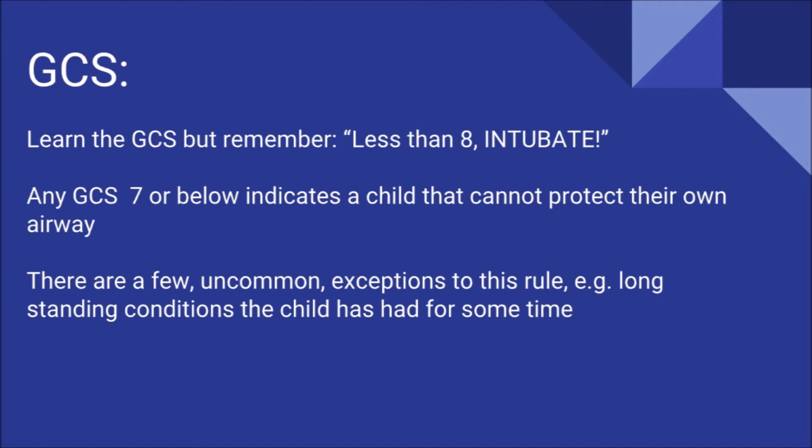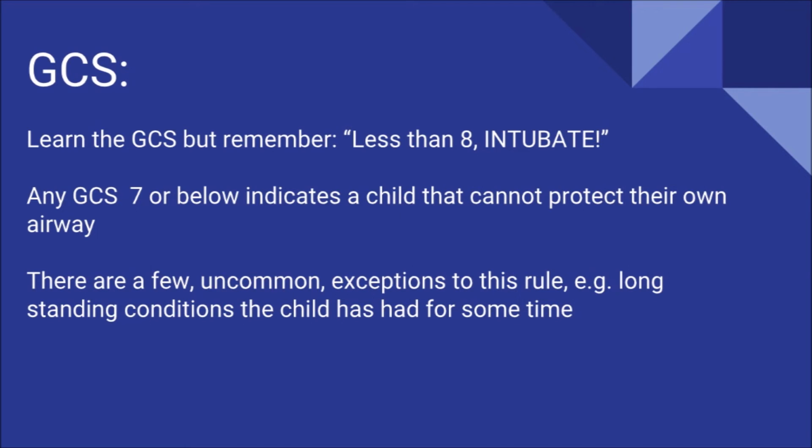Now, Glasgow Coma Scale. Glasgow Coma Scale is a very broad indicator of things, but it is a very good general summary. One thing you need to remember in the PALS course is less than 8, intubate. It's a nice little rhyme. Any GCS of 7 and below indicates that a child cannot protect their own airway.